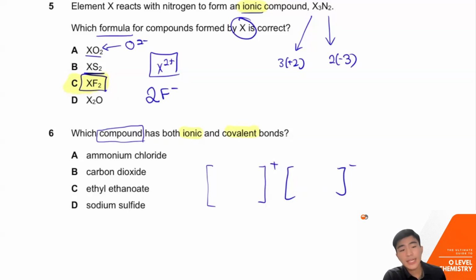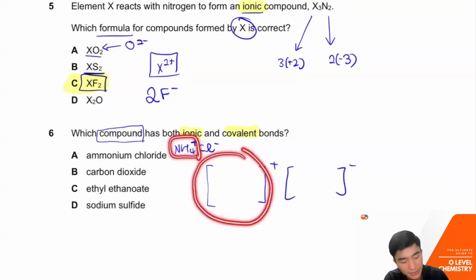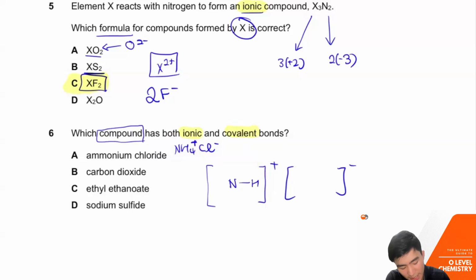Now, first one, ammonium chloride. Ammonium chloride is NH4Cl. If I put in the charges, it will be NH4 plus Cl minus. This is clearly the one that I'm trying to tell you about. I have N that is connected to 4 hydrogen, and overall, it has a positive charge. Because the NH4 atoms are connected through the sharing of electrons, we say that they contain covalent bonds.